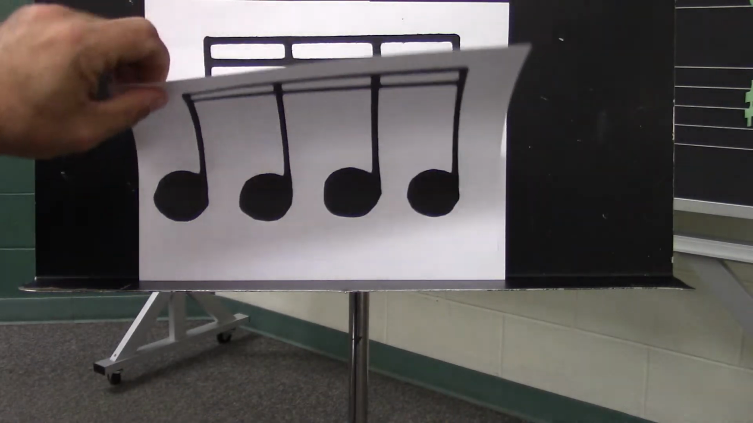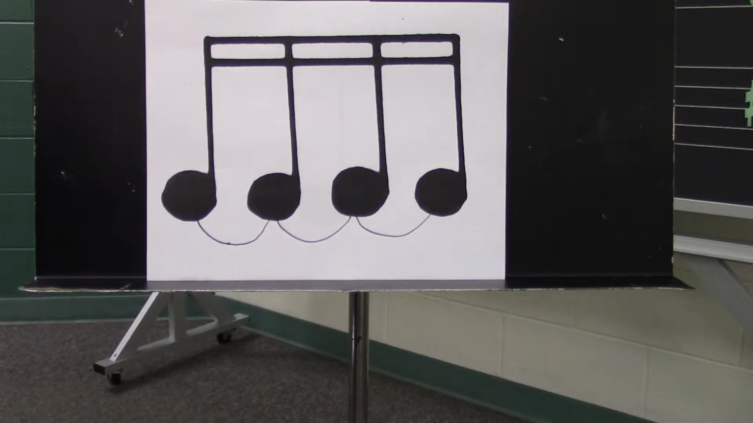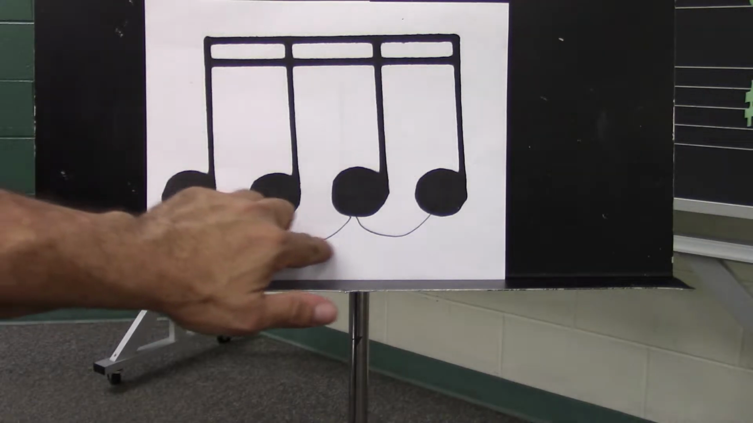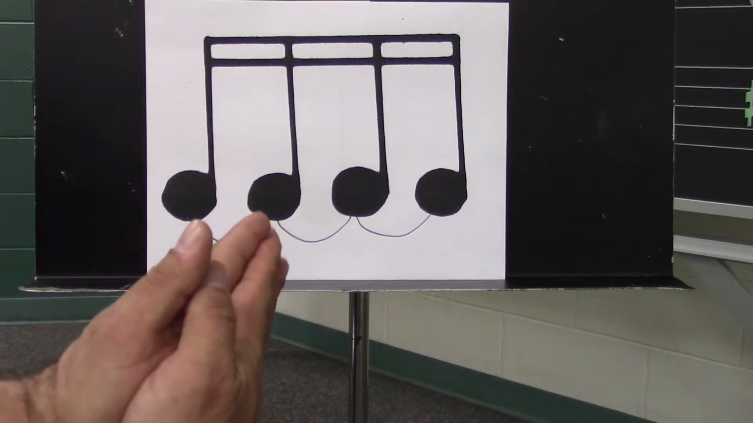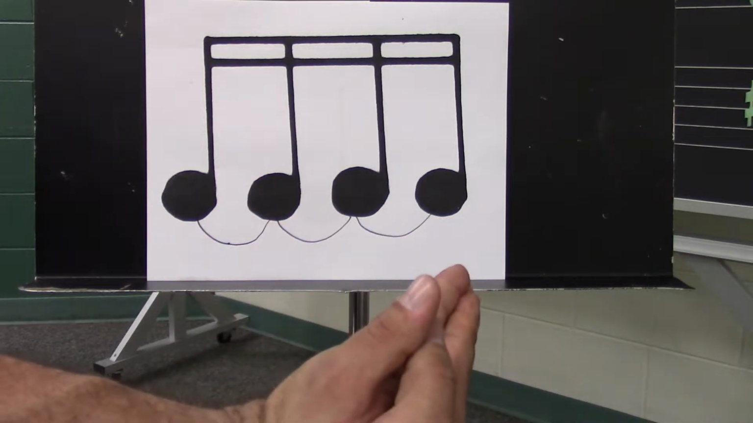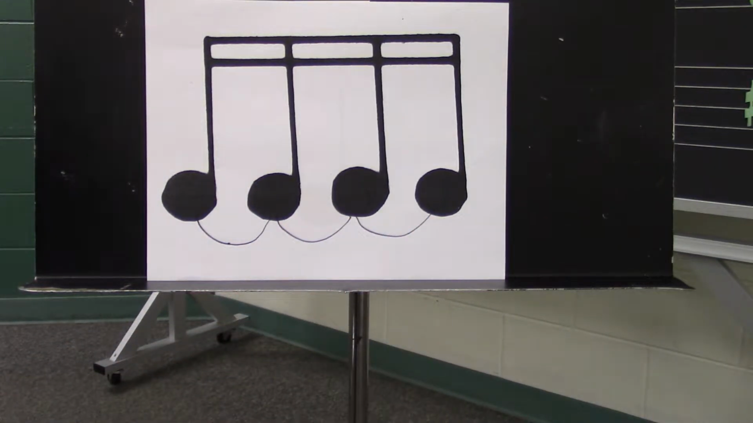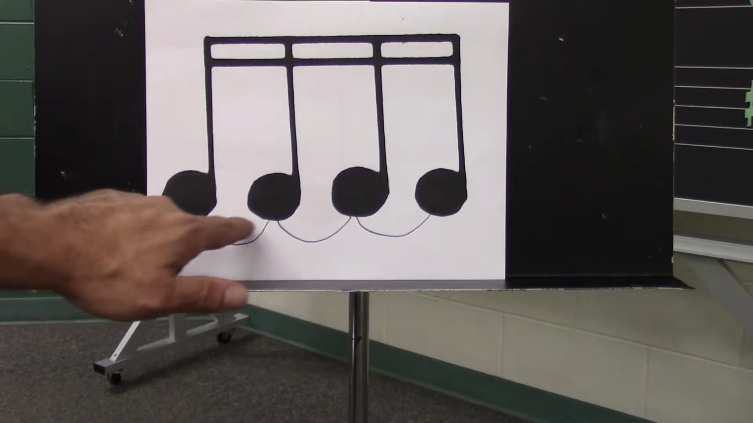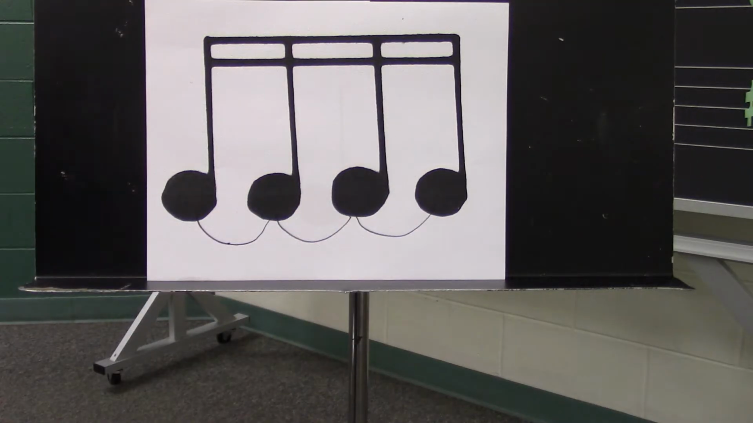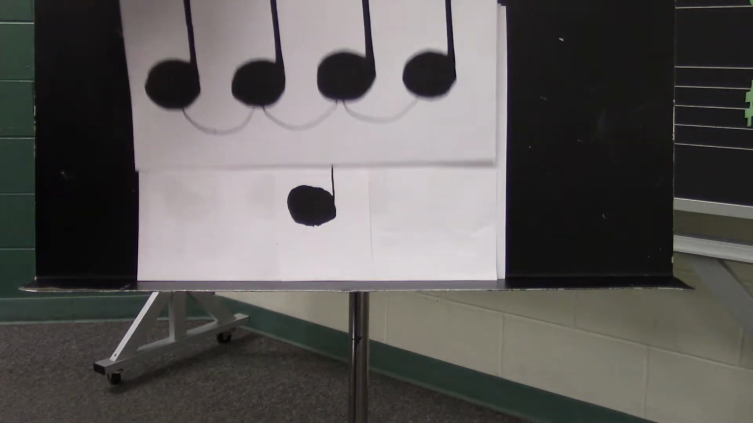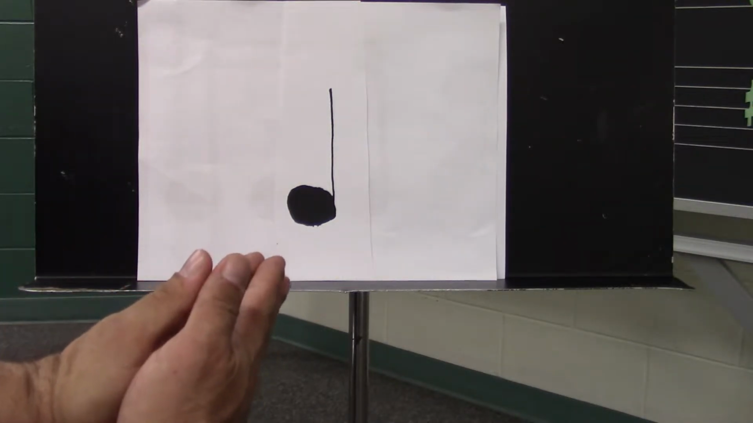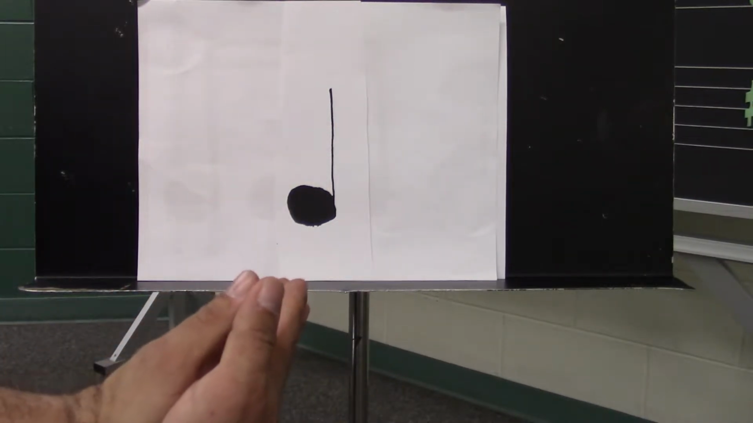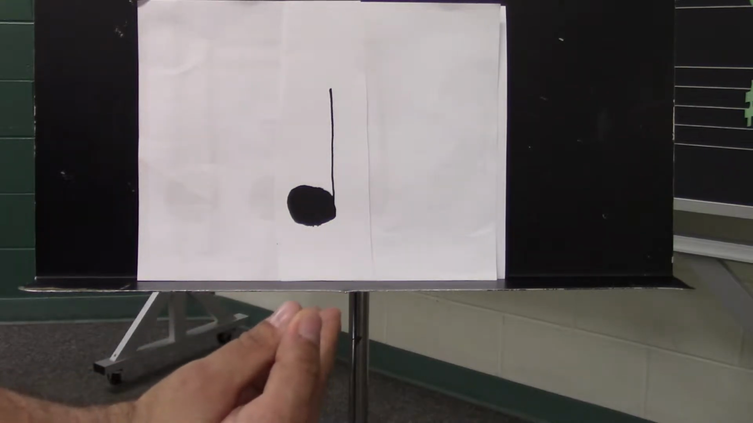So, now let's do them tied. These are ties. Ready, go. 1, E, and D. All 4 are tied. So, what is the equivalent of 4 tied 16ths? 4 tied 16ths is a quarter note. Ready, go. 1, E, and D.